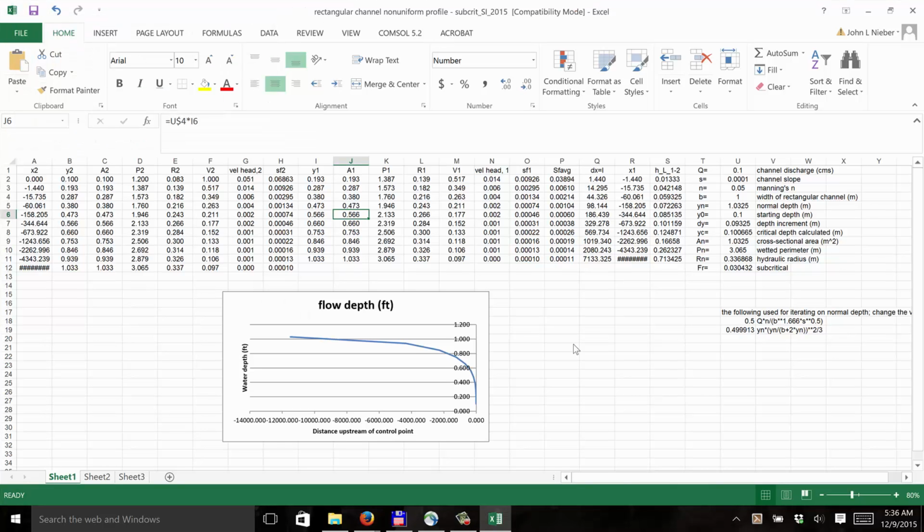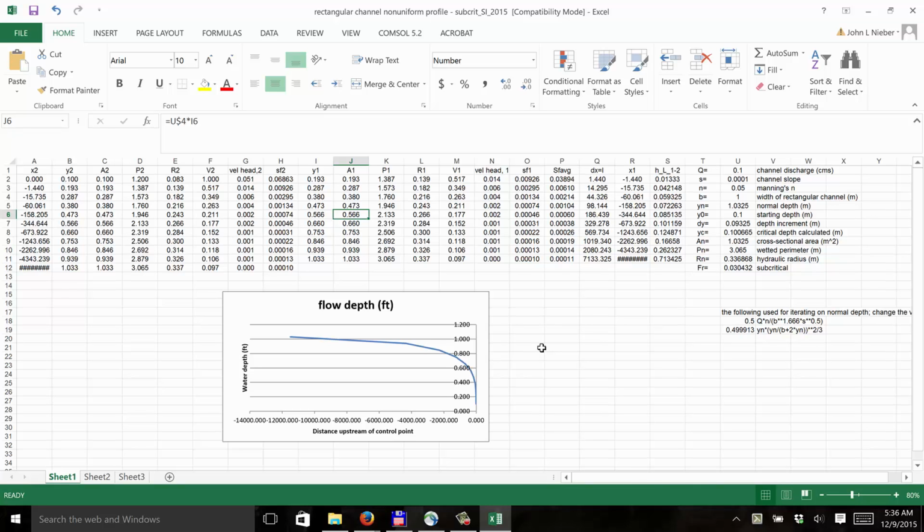The purpose of this video is to demonstrate how to use the water surface profile Excel spreadsheet that's provided on the Moodle website for BBE 3012. This is to be applied to the open channel flow data from the laboratory experiment done in lab 6.